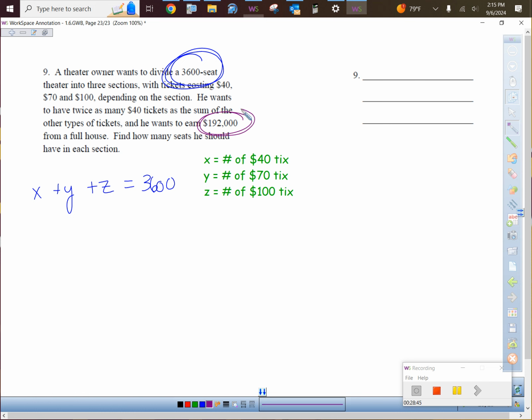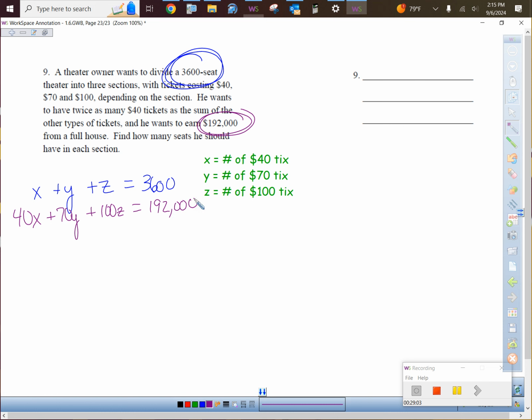Isn't that 192,000 how much money they're getting? So we'll throw the money next to all these: $40 for every $40 seat, plus $70 for every $70 seat, plus $100 for every $100 seat. If we sell out, $192,000. The biggest typo that happens is the number of zeros on 192,000. Watch that you type it in correctly.